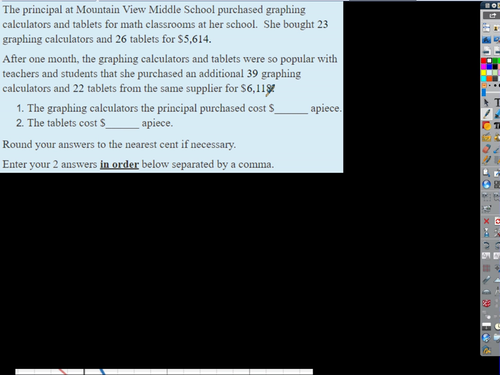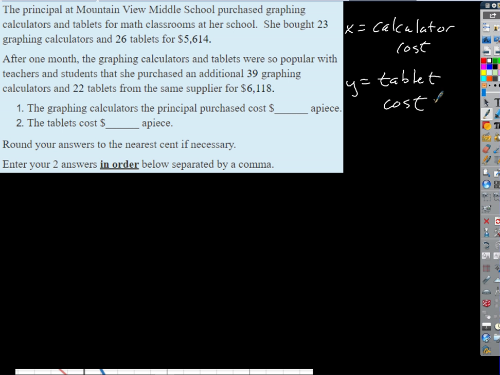Now, let's be systematic about this. When we're trying to solve an application of math like this, the first thing you always want to do is go to what's being asked. What are we trying to find? The cost of each calculator and the cost of each tablet. That's not given to us directly, right? So those are the unknowns. Let's assign variables to those, X and Y. So let X equal calculator cost, and let Y equal tablet cost.